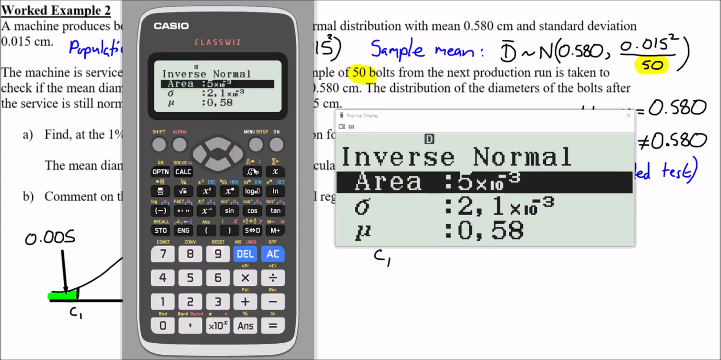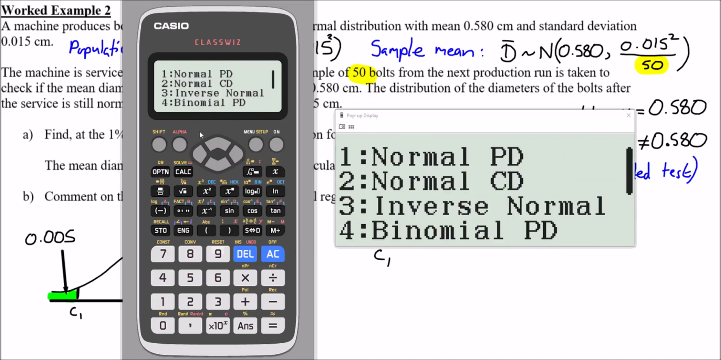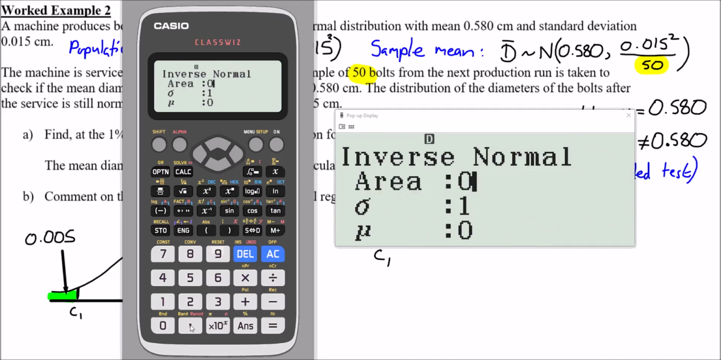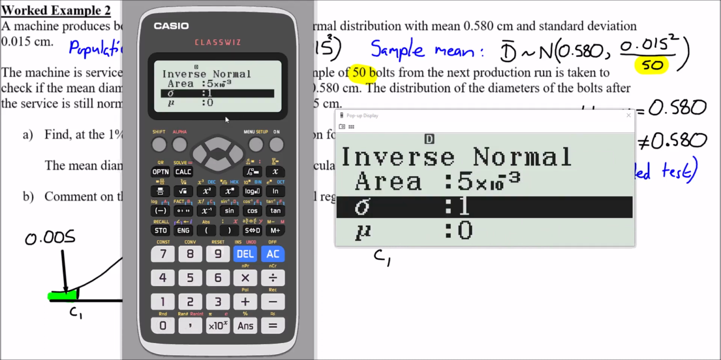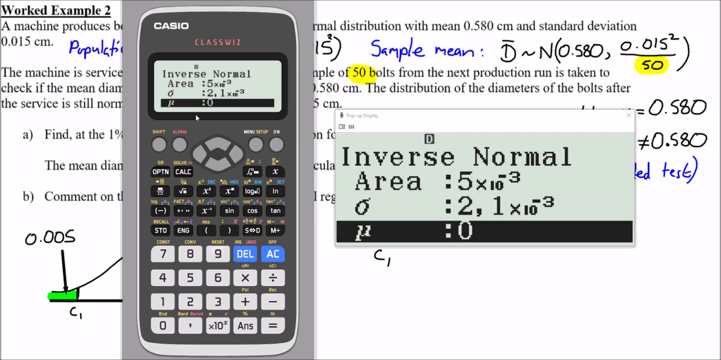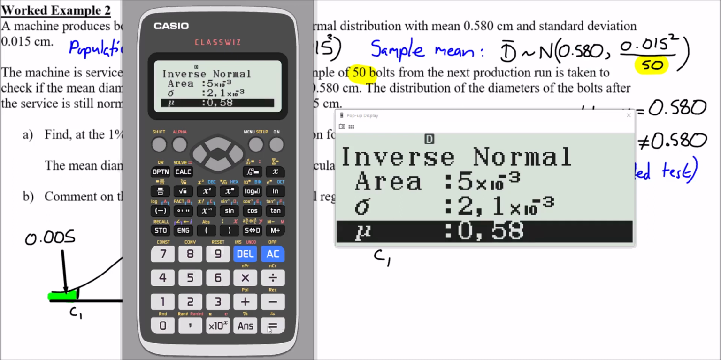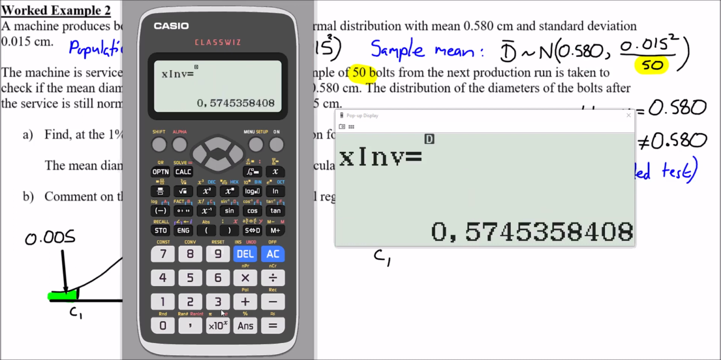So what we do here is we go menu 7, inverse normal. Now the area we need is 0.005. Sigma, the standard deviation, is the square root of this variance, so we do the square root of 0.015 squared divided by 50. Mu, the sample mean, we assume to be the same as the population mean, which is 0.580. And we press equals, and we generate the required critical value, which is 0.575.